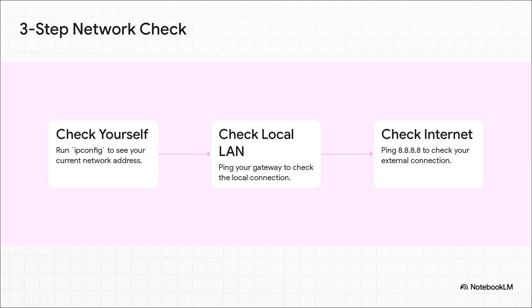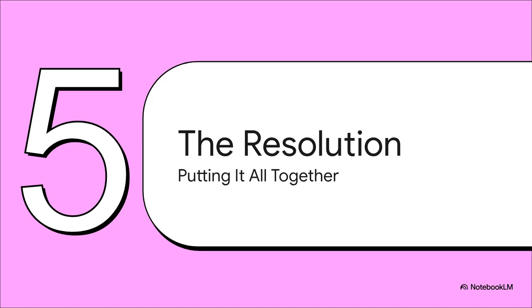And step 3, check your external connection. Ping an address you know is always up, like Google's server at 8.8.8.8. See the logic? If step 2 works but step 3 fails, you've just proven the problem isn't in your pharmacy, it's the internet connection itself. And just like that, you've gone from panic to problem solver. You now have a clear path to figure out what's wrong.